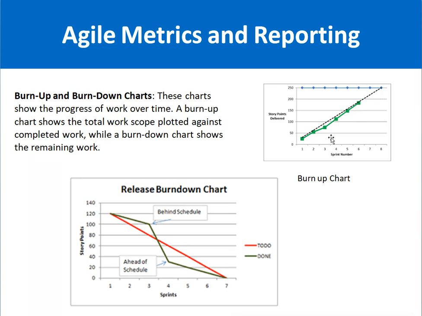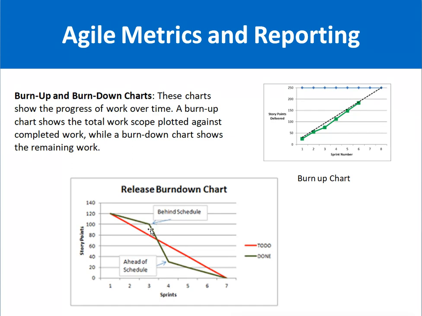Now the release burn down chart is another chart which shows the remaining work. Here you can see on the x-axis is the sprint, and on the y-axis are the story points. This red line shows the ideal line for the to-do work, and this green line shows the work which is going on or done. So here it is showing you that you are behind schedule.